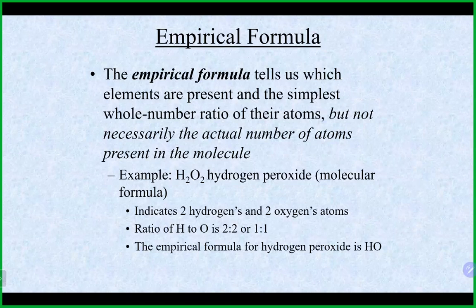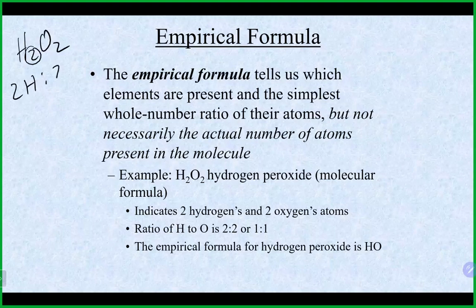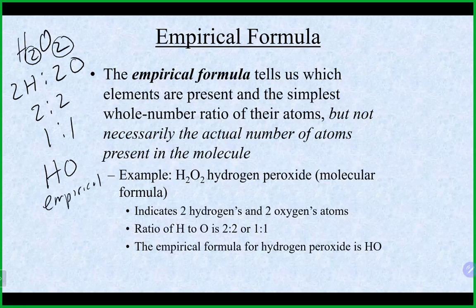So, for example, if you took hydrogen peroxide, like in this example, we know that there are 2 hydrogens for every 2 oxygens present. That is basically a 2-to-2 ratio, which you could reduce down to a 1-to-1 ratio, right? If you divide both 2's by 2, you get 1-to-1. And that would give you an empirical formula of HO. This would be the simplest representation of what is present. Now, empirical formulas are the simplest representation.